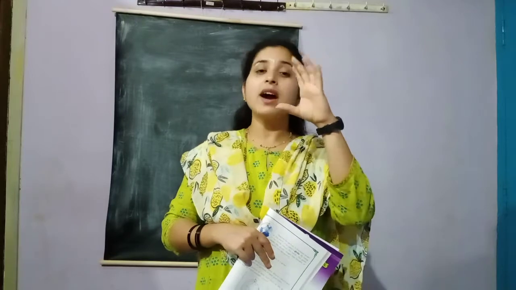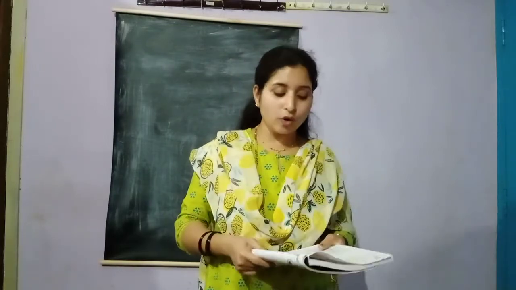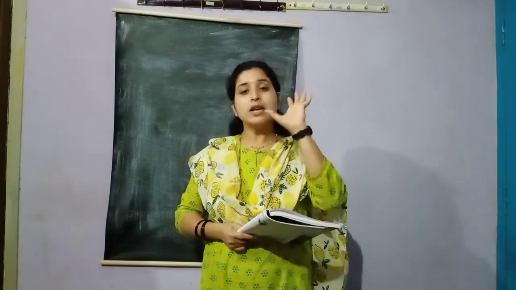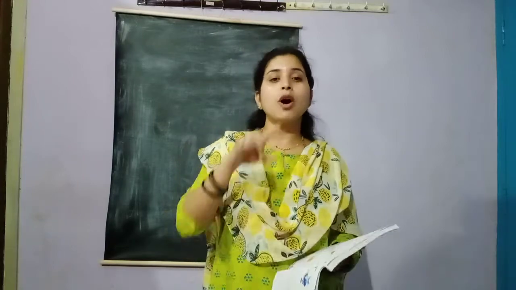In the same way, Earth also has two tips. The top tip is called the North Pole. The bottom tip is called the South Pole. These are called poles. Understood? Okay. A small model of the Earth is called a globe.